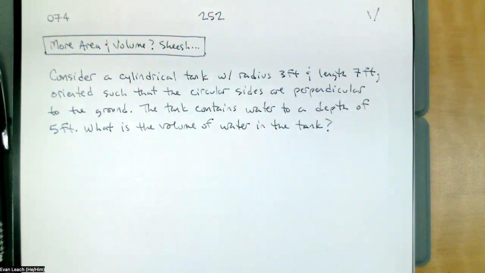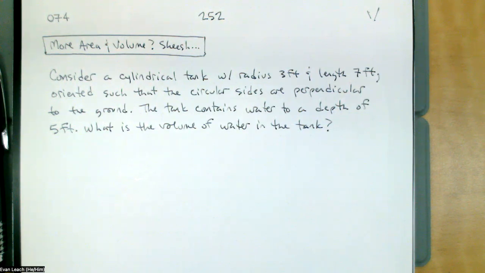We have a cylindrical tank with a radius of 3 feet and a length of 7 feet. I just realized how kind of weirdly dimensioned this is. It's 6 feet wide and 7 feet long. It feels like it should be longer. Oh well. It's custom made, so to fit some particular purpose.